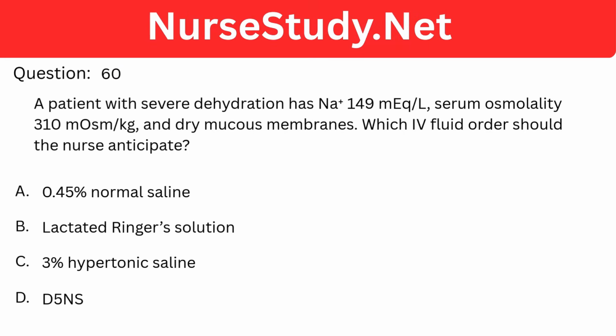Question 60. A patient with severe dehydration has sodium 149 milliequivalents per liter, serum osmolality 310 milliosmoles per kilogram, and dry mucous membranes. Which IV fluid order should the nurse anticipate? A. 0.45% normal saline. B. Lactated Ringer's solution. C. 3% hypertonic saline. D. D5NS.